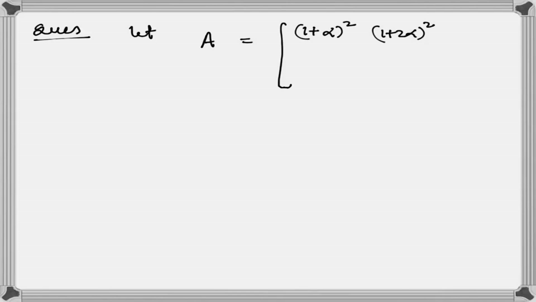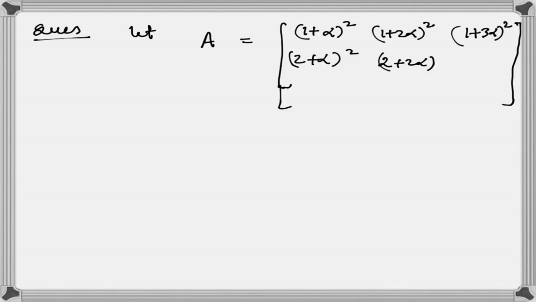Let's solve another problem. Okay, so let A be a 3 cross 3 matrix, with first row 1 plus alpha square, 1 plus 2 alpha square, 1 plus 3 alpha square; second row 2 plus alpha square, 2 plus 2 alpha square, 2 plus 3 alpha square; third row 3 plus alpha square, 3 plus 2 alpha square, 3 plus 3 alpha square.